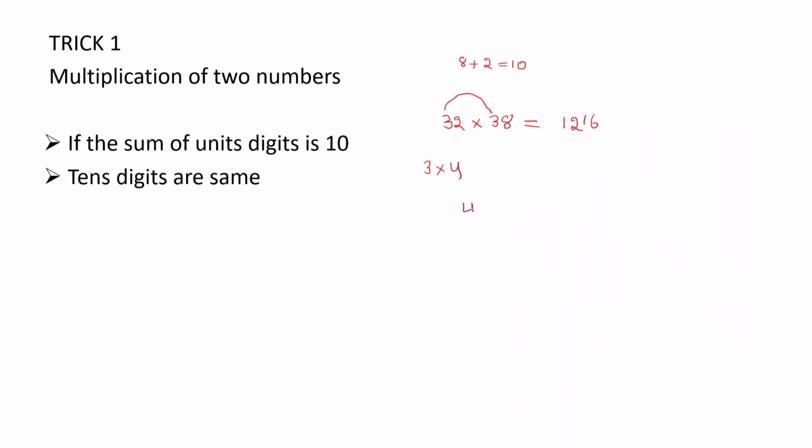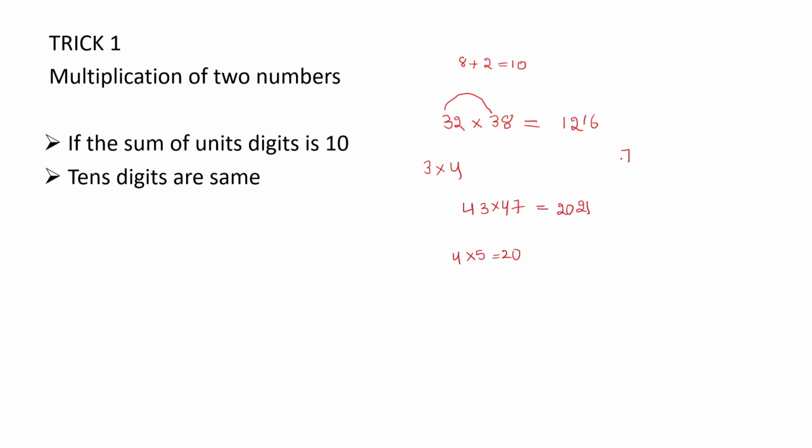Next we'll take one more number, 43 into 47. Now the tens digits are the same and the sum of unit digits is 10. So these two numbers are satisfying these two conditions. So directly we can multiply the unit digits, that is 7 into 3, 21. What is the number we'll get after 4? That is 5. So 4 into 5 will be 20. The multiplication will be 2021.